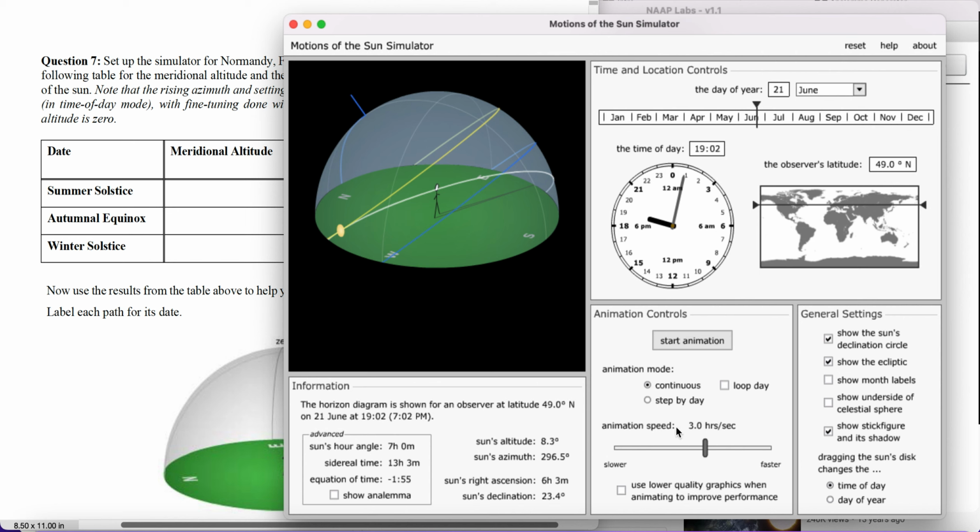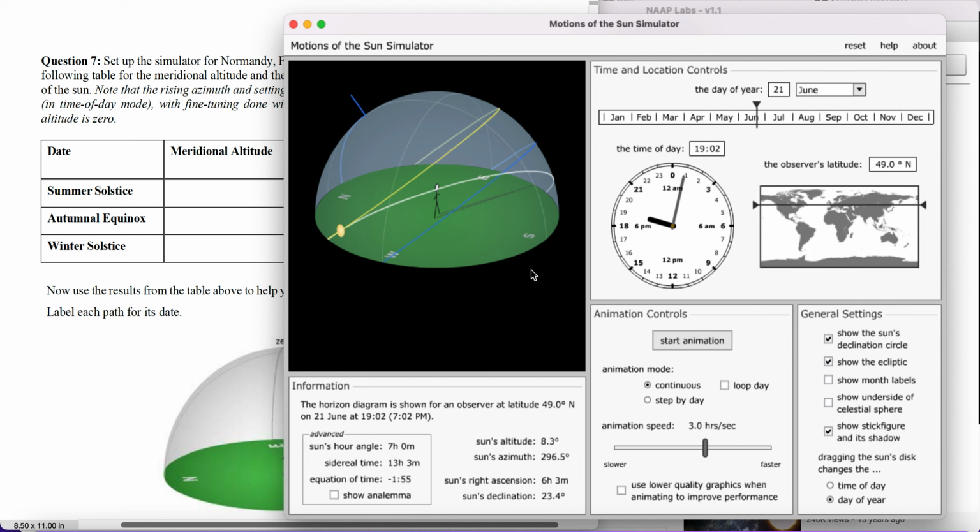If you look over here, you have an option for what dragging the sun actually does, because right now it is in time of day mode. It says here, dragging the sun's disk changes the time of day. But sometimes you don't want to change the time of day. Sometimes you want to change the day of the year, and by moving the sun, you're actually advancing the day of the year where the sun is at that location. I know it's kind of a strange idea, but that's one of the ideas that we're trying to really clear up in this lab.